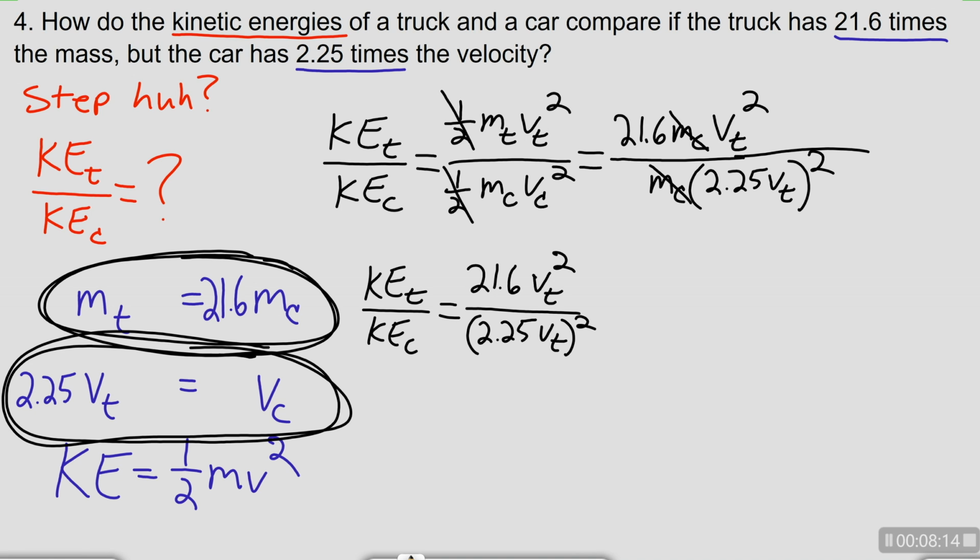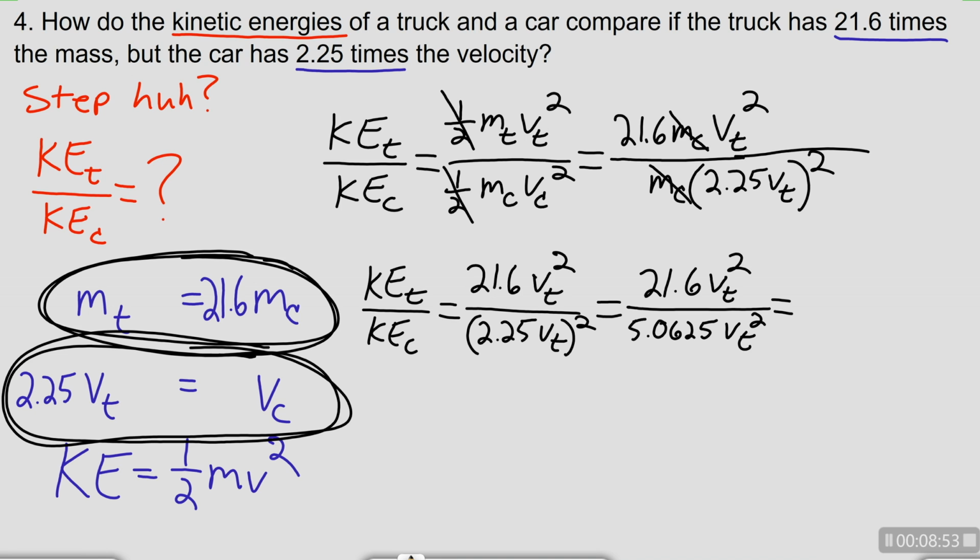And again, I can't just cancel out the v sub t's, and I can't cancel out the squared. Algebra doesn't let you do that either. What you actually have to do is go ahead and just square the thing on the bottom. If you square, well, let me write the top first. So the top, that's going to stay the same, 21.6 v sub t squared. If you square 2.25 v sub t, what you're going to get is 5.0625 v sub t squared.